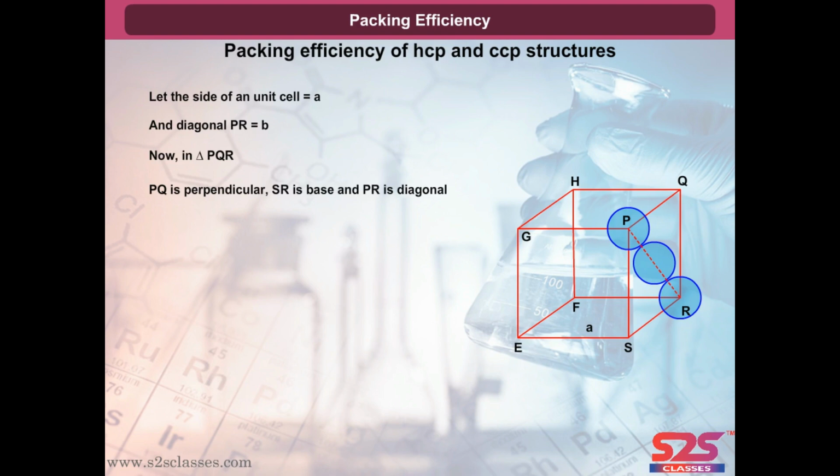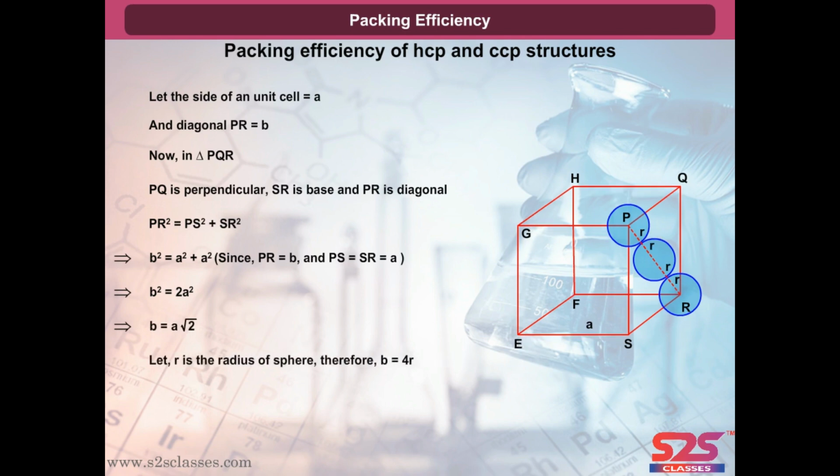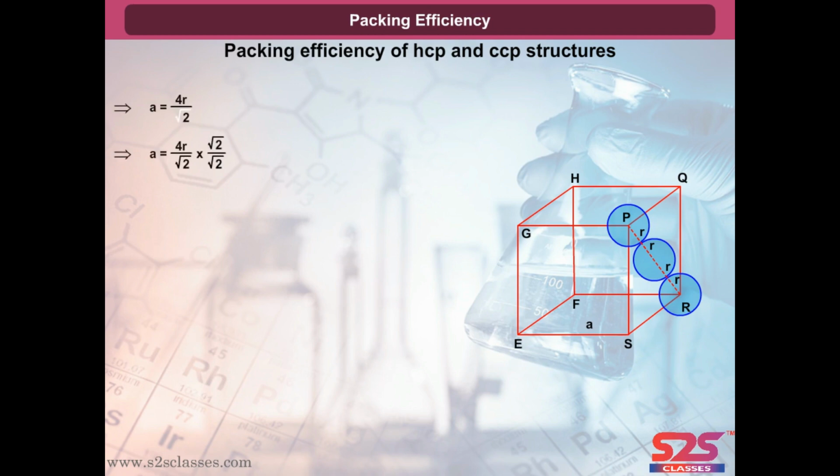By Pythagorean theorem, PR square is equal to PS square plus SR square. This implies b square is equal to a square plus a square, which gives 2a square, or b is equal to a square root 2. Let r be the radius of sphere. Therefore, b is equal to 4r. Thus, b is equal to 4r equal to a root 2. This implies a will be equal to 2 times r square root 2. Let it be equation 1.